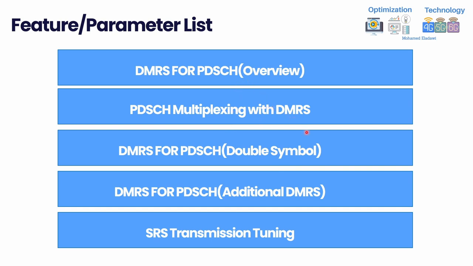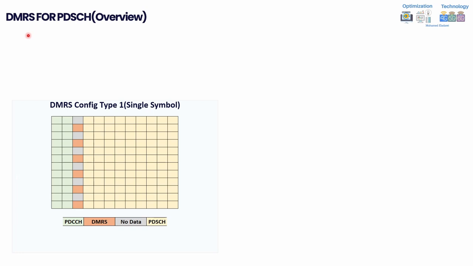Before going into the three features and parameters related to the PDSCH DMRS, we'll first be covering the overview of DMRS, how it's working, what its characteristics are, and so on, just to have a high level idea before digging in. Before moving into the details of features and parameters related to the PDSCH DMRS, I first need to give you a high level introduction about the DMRS for PDSCH.